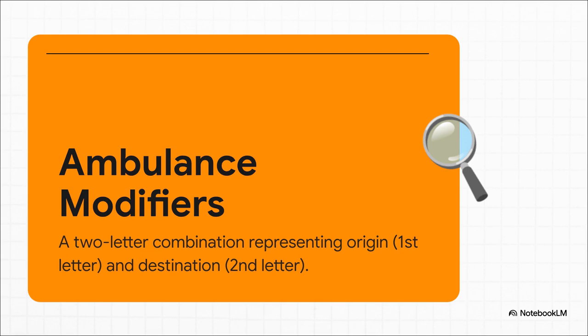Next up, ambulance transport coding. This actually uses a really fascinating two-letter map to chart the patient's exact journey from point A to point B. The first letter is always the origin, and the second letter is the destination. For instance, if a patient goes from a nursing facility, which is N, to the hospital, which is H, your modifier is NH. If they go from the scene of an accident, S, to a diagnostic center, D, it's SD. Honestly, it's a brilliantly simple system once you just know what the letters stand for.